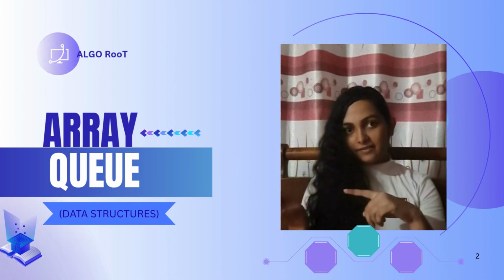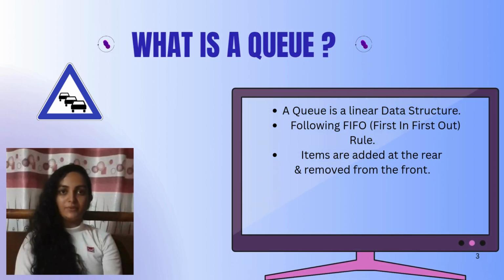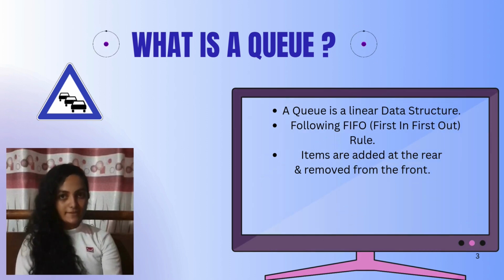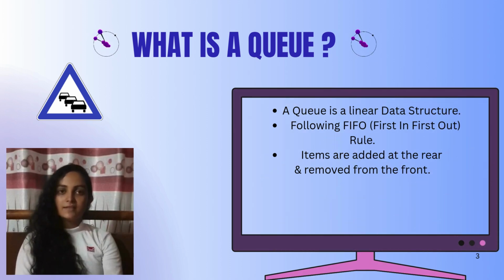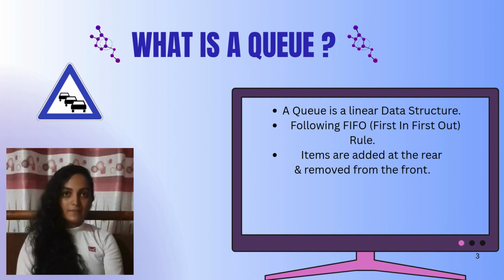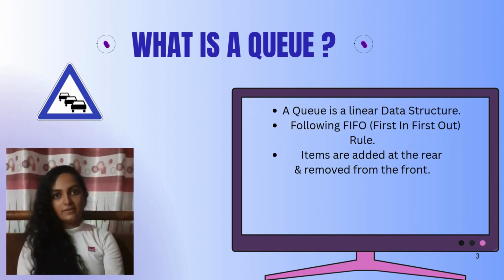Let's get started. What is a queue? A queue is a linear data structure that works on the first in, first out principle, just like a real life line. The first element added is the first one removed. We perform operations like enqueue to insert and dequeue to remove.